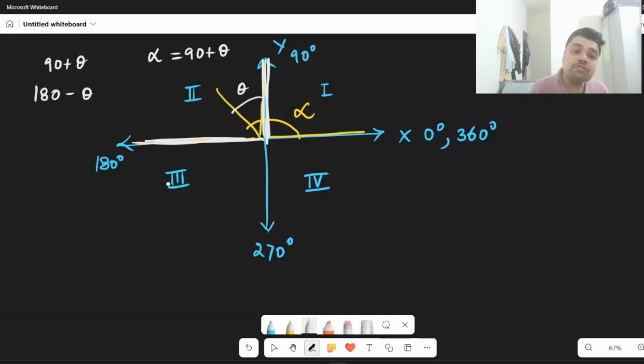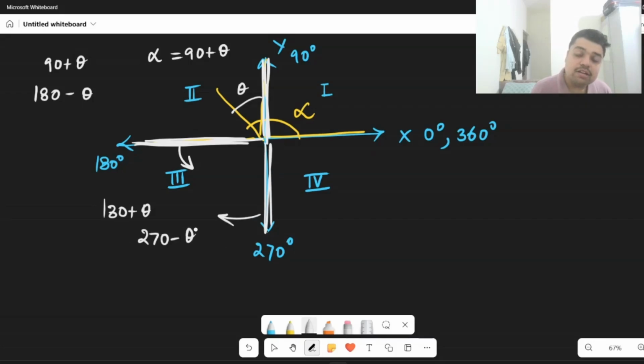Now talking about the third quadrant, this is 180 plus theta, meaning something added to 180, and 270 minus theta. Now this theta is an acute angle, meaning it lies between 0 and 90 degrees. Okay. Now talking about the fourth quadrant, it is again 270 plus theta or 360 minus theta, or we can say minus theta, right? Negative theta like this.